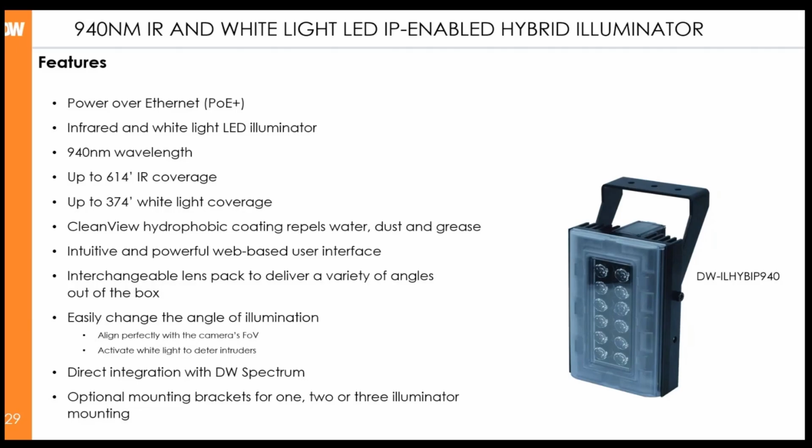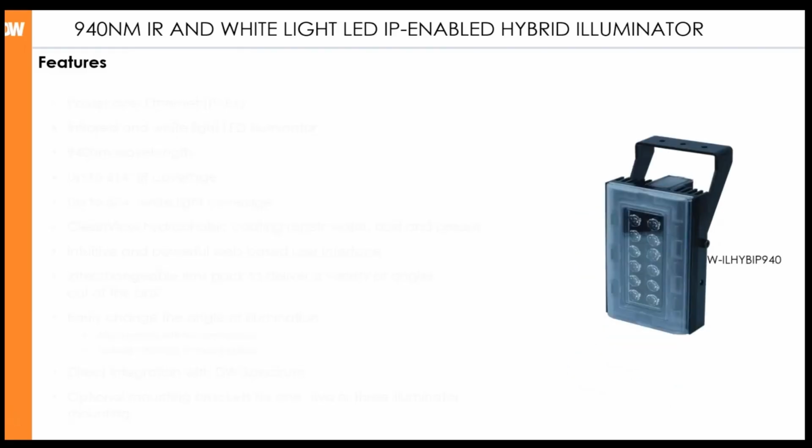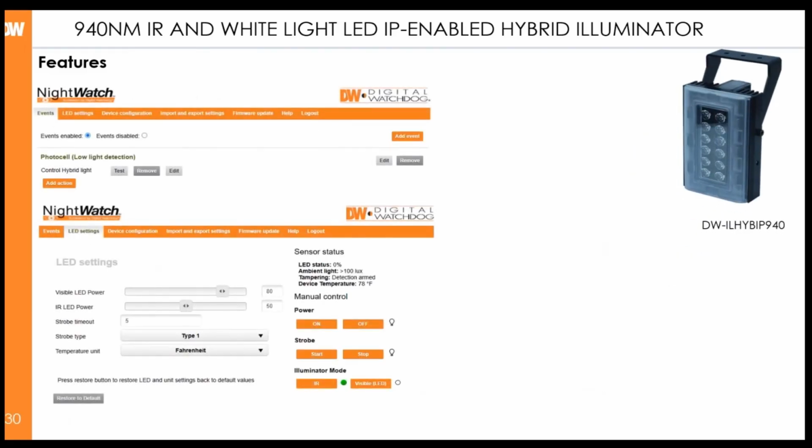And then again, we can easily change the angle of illumination. It comes with these different illumination things, which we'll talk about in a moment. So programming, because of the way the web pages are formatted, this is all what's on the main web page. You want to enable events. You want to test the light, make sure everything works on it. You can then adjust your settings from here for IR power based on events, strobe.